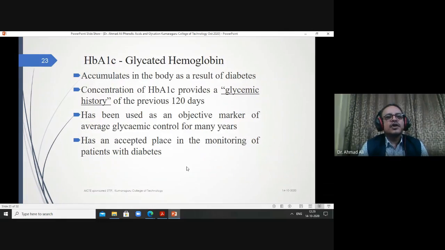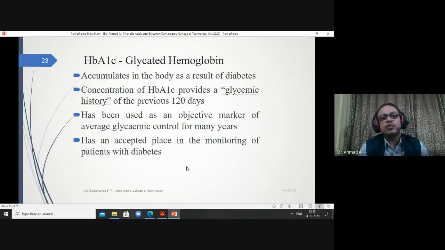So I'll draw your attention here. Those who have been with a diabetic patient or those who have studied about diabetes may have come across this term that is known as HbA1c. That is one of the parameters which doctors suggest for diabetics. We know that doctors suggest diabetics to go for fasting and postprandial blood glucose estimation. And they also suggest this measurement, HbA1c, that is basically a glycated hemoglobin molecule. So it accumulates in the body as a result of diabetes.